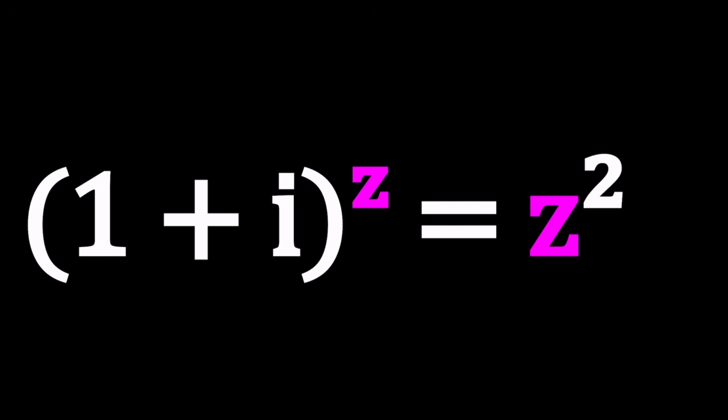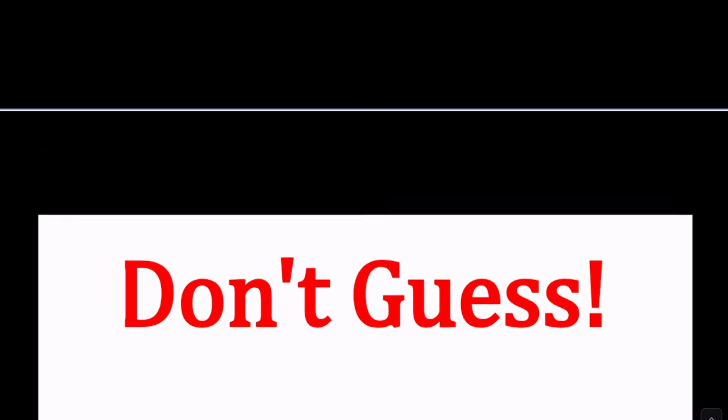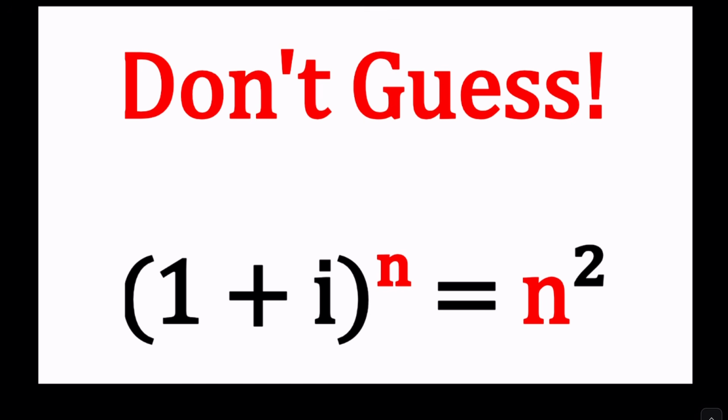This channel is all about complex numbers, and in this video we're going to be solving a really cool equation with complex numbers: (1 + i)^z = z², and we're going to try to solve for z. Now, five days ago I made a problem that looks like this, which is very similar to the problem we're going to do today, with the exception of n being a positive integer. And of course, solving for n was relatively easy, because we were looking for positive integer solutions.